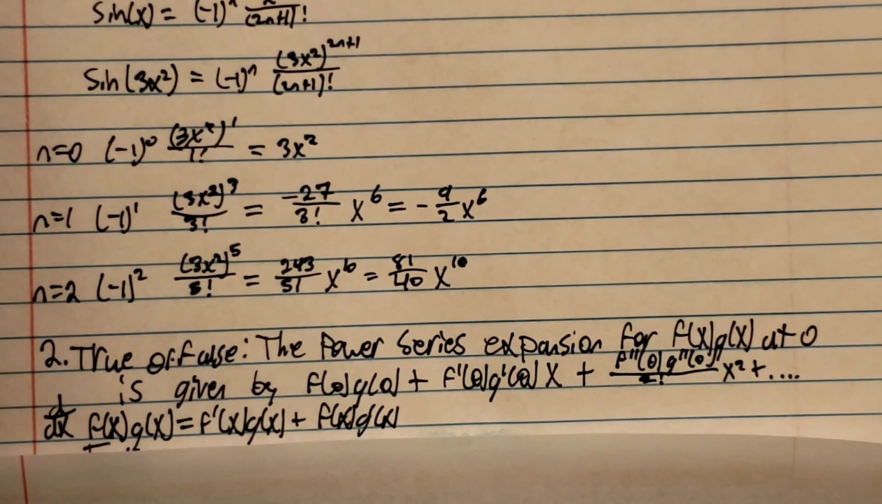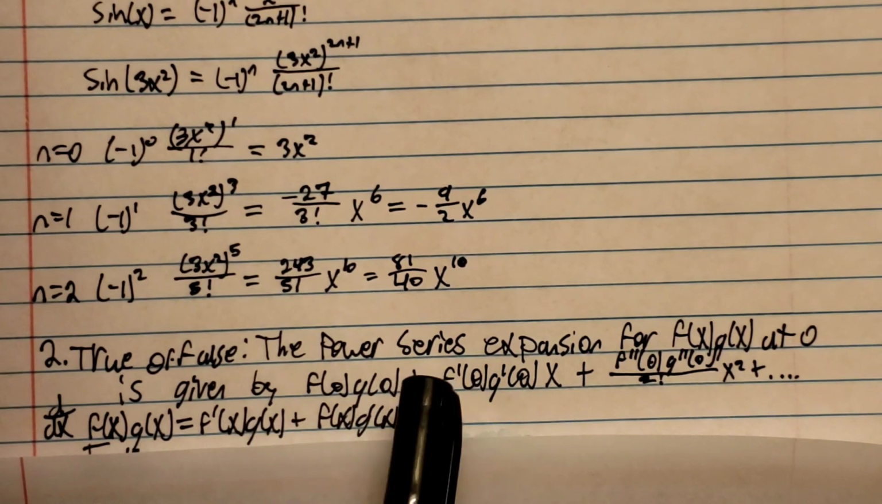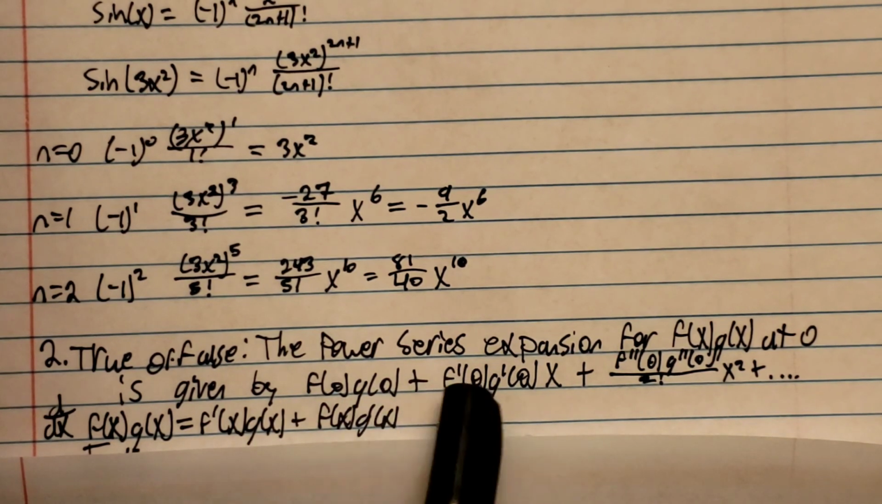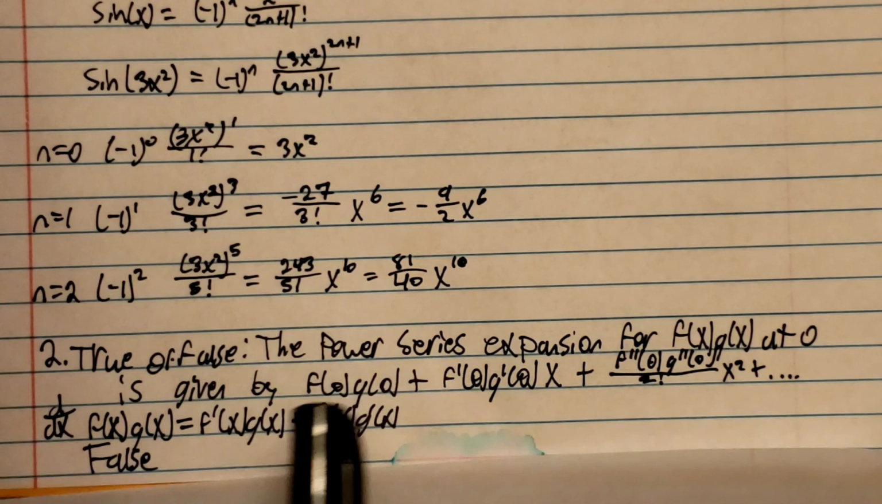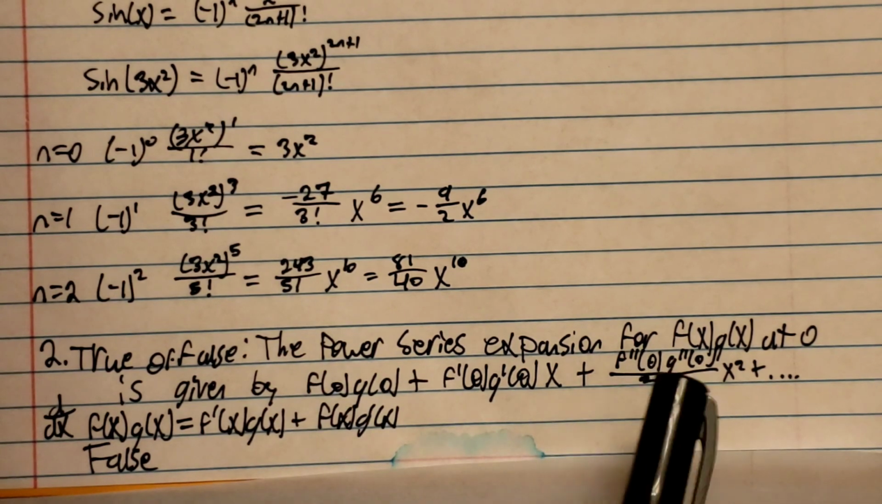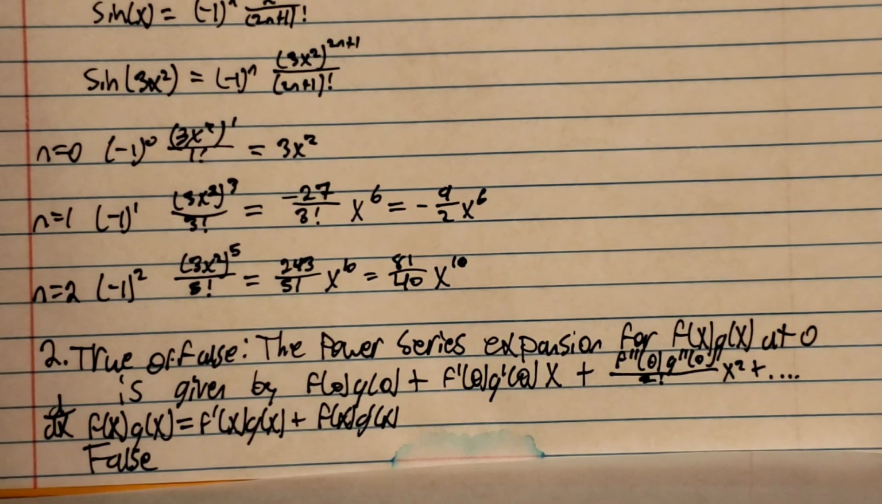So then you would do f of x times g of x, and the derivative of that would be f prime of x times g of x plus f of x times g prime of x. So then already right here, just off of the first derivative, we know that this is false because this doesn't line up right here. So the answer is false, and we don't even have to continue on to figure out that one. And that is it.